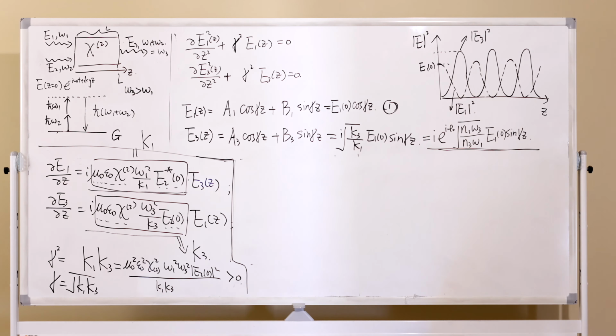And of course, this process has a limit. The reason that we get this result, that this analysis works, is because we have assumed that the field E3 is much larger than E1 and E2.